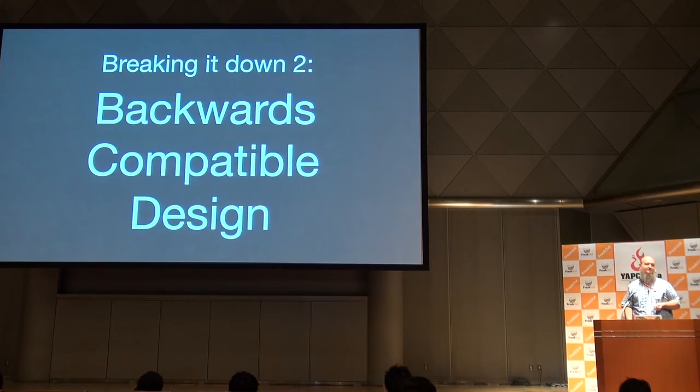The most important thing you can do other than deprecation is to use backwards compatible API designs. And what that means is to work backwards from what you expect the system to look like and to make the existing behavior a special case of that.